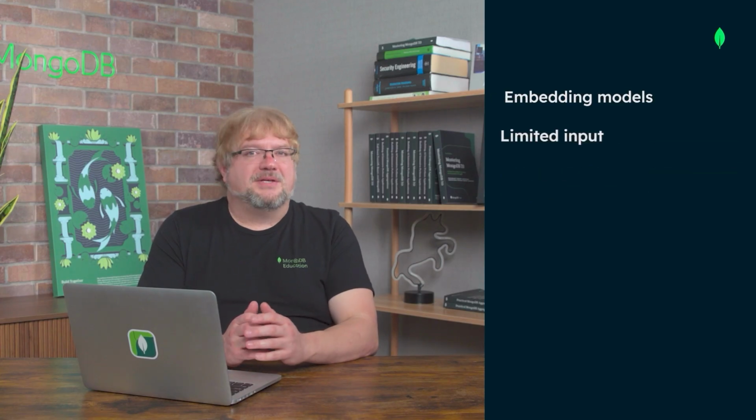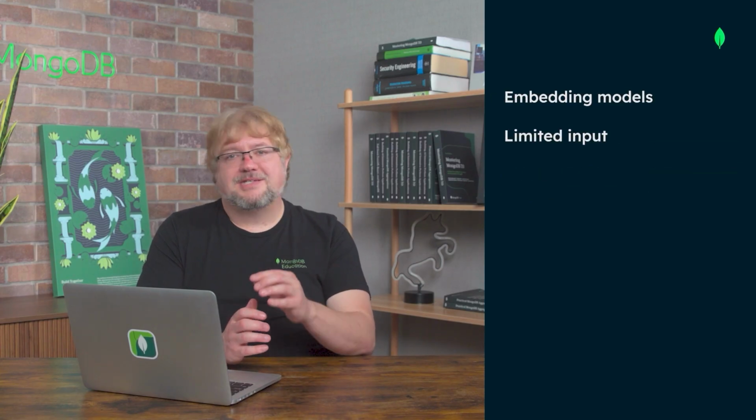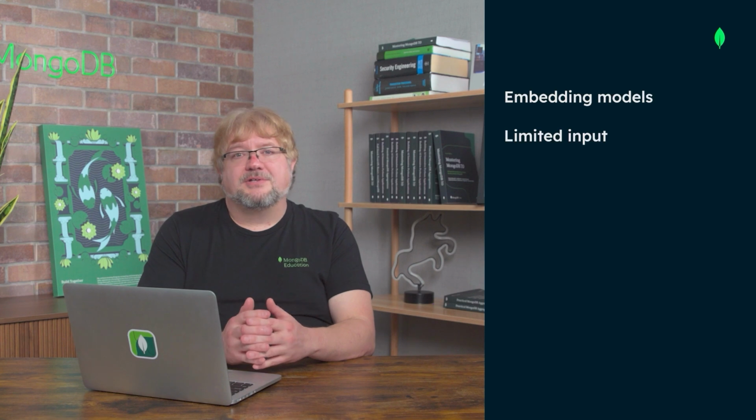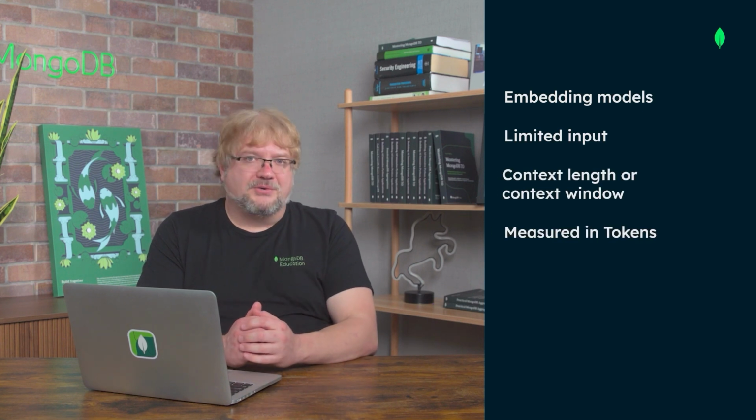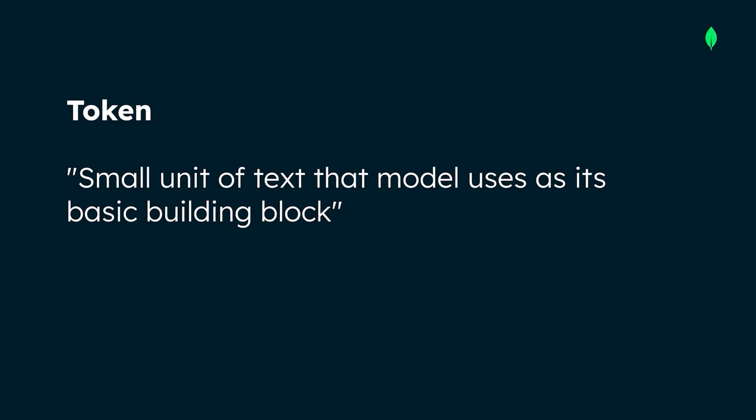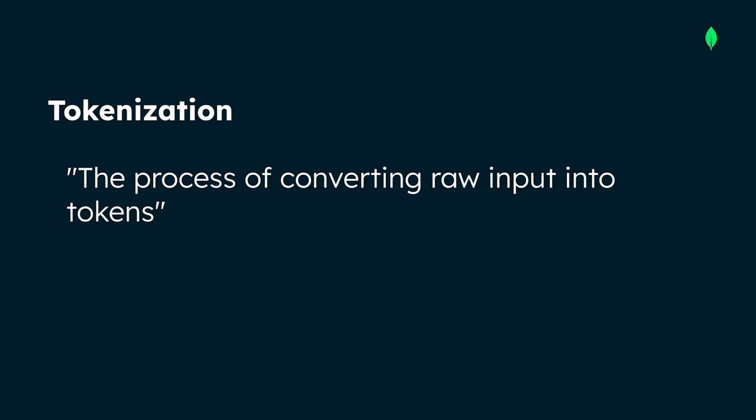Embedding models have a limit on how much data you can provide in a single input. This limit is called the context length or context window, and it's measured in tokens. For text, a token is a small unit, such as a word, subword, or character, that the model uses as its basic building block. In English, one token is roughly 4 characters, or about 3/4 of a word. The process of converting raw input into tokens is called tokenization, and it can vary from model to model.